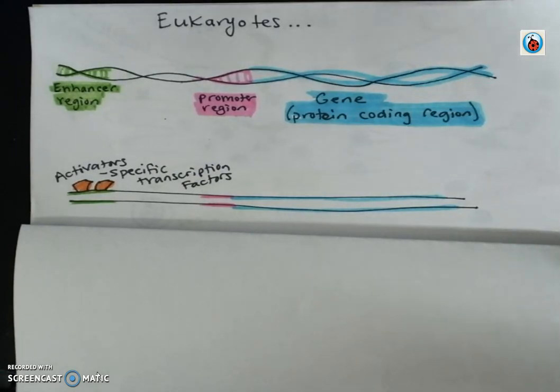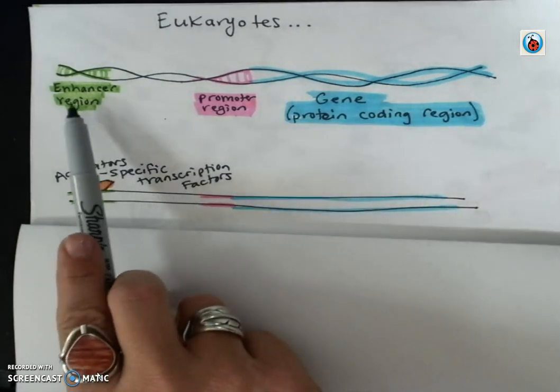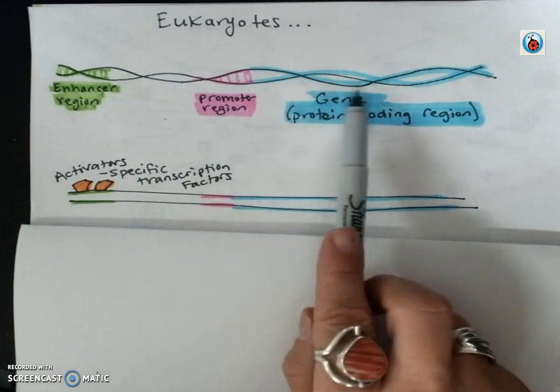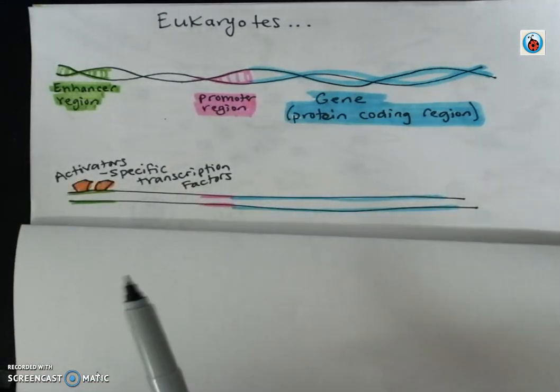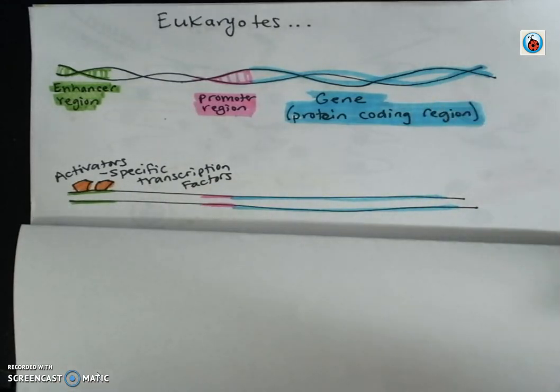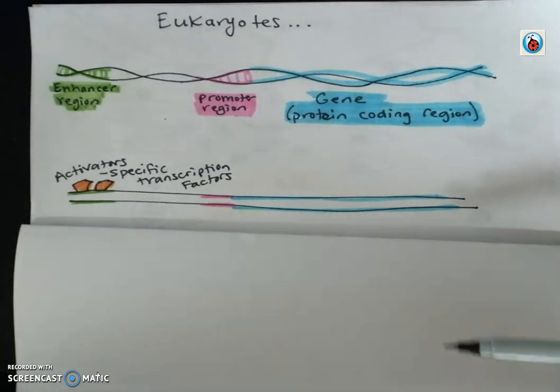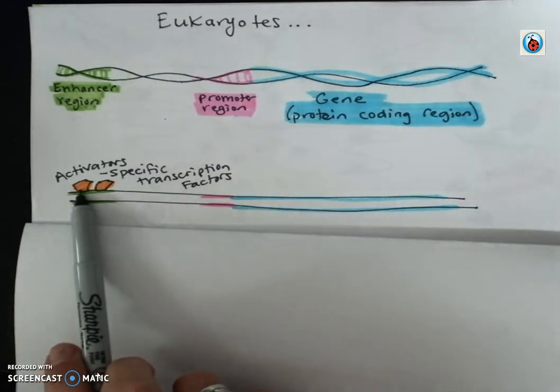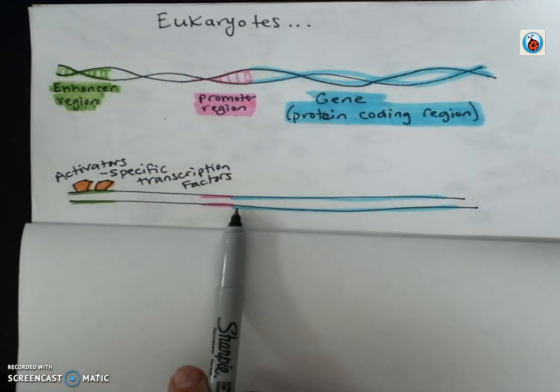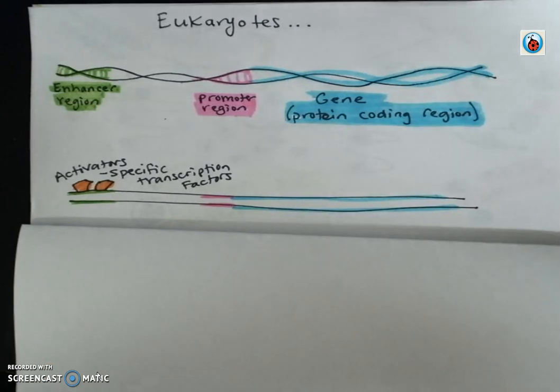Every single cell in your body has the exact same DNA, so they have the same promoter sequences, genes, and enhancers in every cell. But what's unique are the activators. If this was a gene to make the enzyme salivary amylase that you use in your saliva, these would be the activators to turn that gene on in my salivary glands.